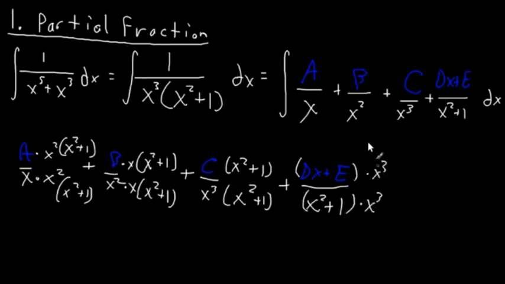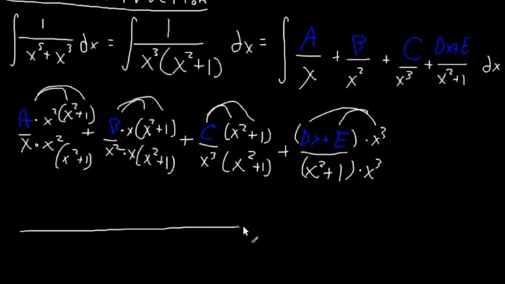And so now we'll need to distribute Ax squared to both of these. We'll need to distribute Bx to both of these. We'll need to distribute C to both of these. And we'll need to distribute x cubed to both of these. And so now, when we split this, I'm going to skip a step here and just combine the fractions. So we know the denominator will be x cubed times x squared plus 1.